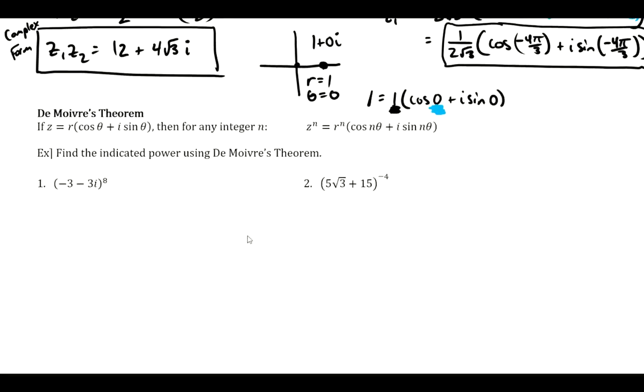De Moivre's theorem shows us the way to raise a complex number to a power. What it's telling us is, if we have our complex number already in polar form, and it's raised to an n, we can rewrite it where we raise the radius to the n.